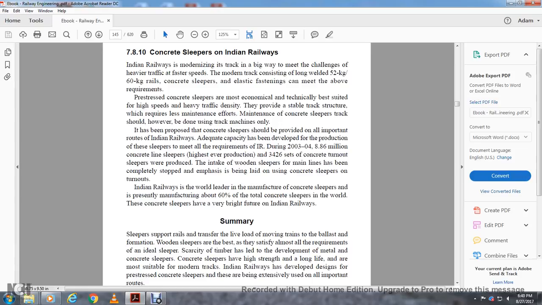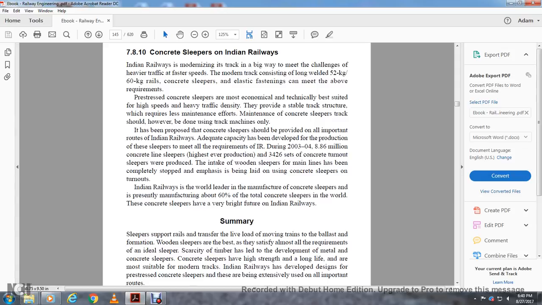Maintenance of concrete sleeper track should however be done using track machines only. It has been proposed that concrete sleepers should be provided on all important routes of the Indian Railways. Adequate capacity has been developed for the production of these sleepers to meet all the requirements of Indian Railways. During 2003-2004, 886 million concrete linear sleepers, the highest ever production, and 343,426 sets of concrete turnout sleepers were produced. Wooden sleepers on the main line have been completely stopped, and emphasis is being laid on concrete sleepers on turnouts.